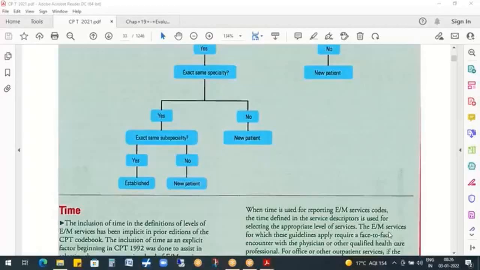Yes, sir. If we are going for a second opinion, we will become new. Sunil, understood why you coded established? Understood now, Sunil? Second opinion means you are preferring another physician. He will become new.